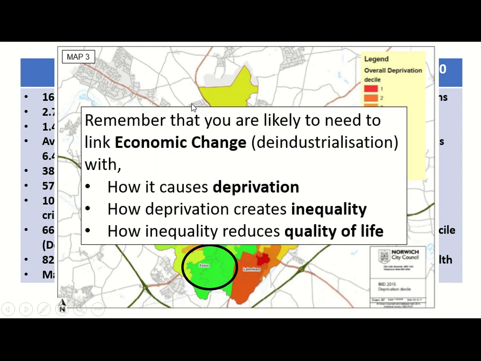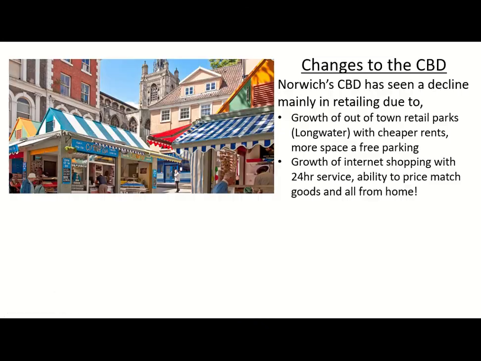So what I want to impress upon you is questions in the exam board that talk about economic change. What they mean by this term is basically de-industrialization. Norwich has changed economically through de-industrialization. Now that has led to deprivation, which you've seen in the map, which creates inequality and affects people's quality of life. And you've seen how all of these things, these terms, work together as a result of de-industrialization or economic change. Okay, that's an important concept just to link those two, or those factors together.